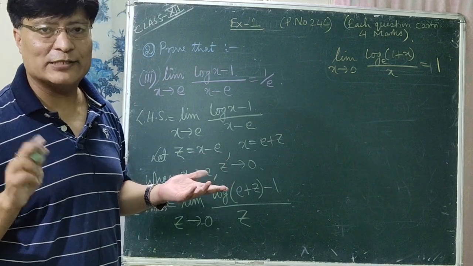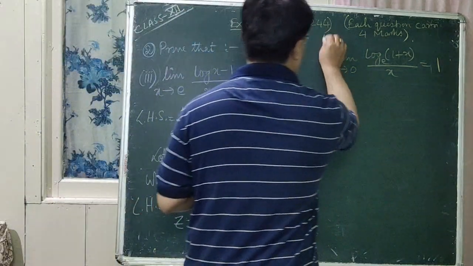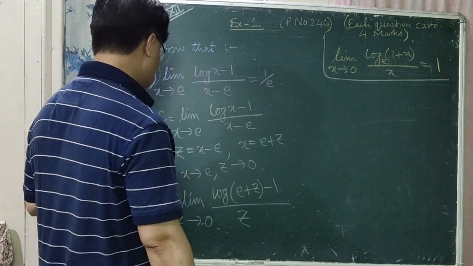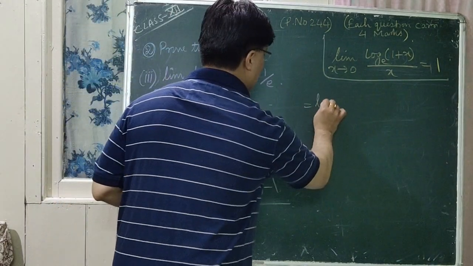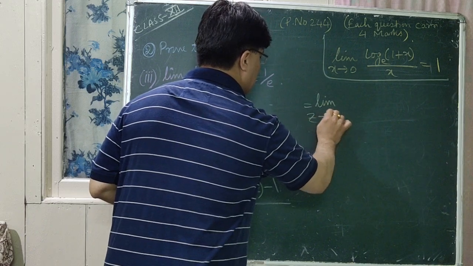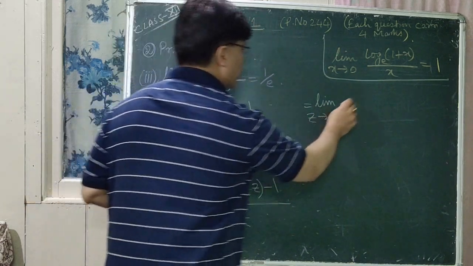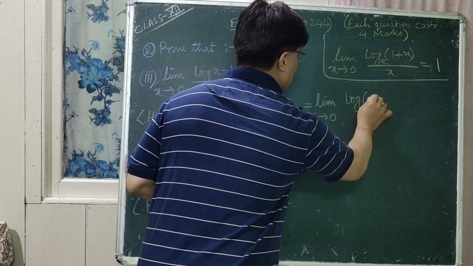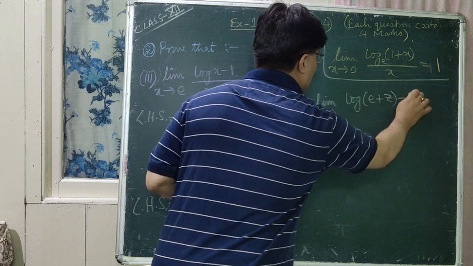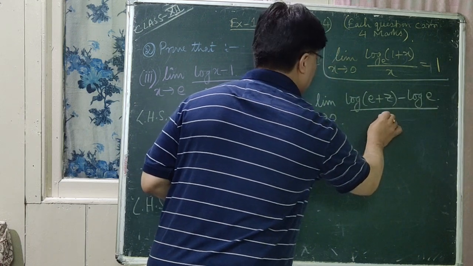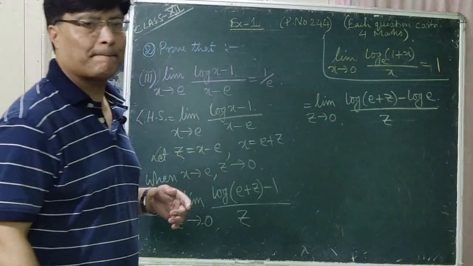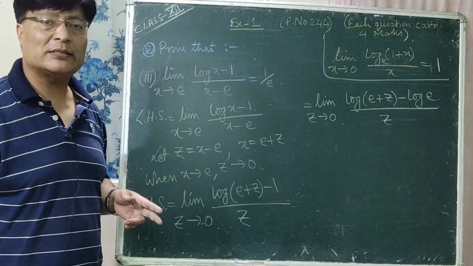Log e base e is always 1, right? So let us write here. And so left hand side now becomes equal to limit z tends to 0 log of e plus z minus, instead of 1 you write log e, whole divided by z. So I think you have understood it.